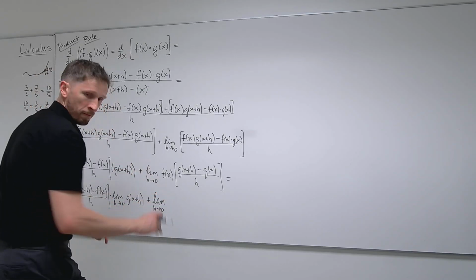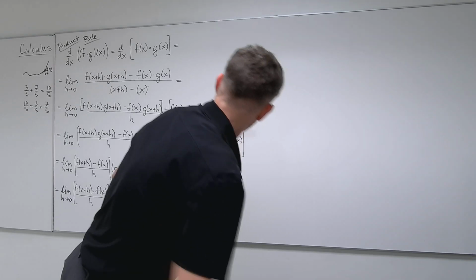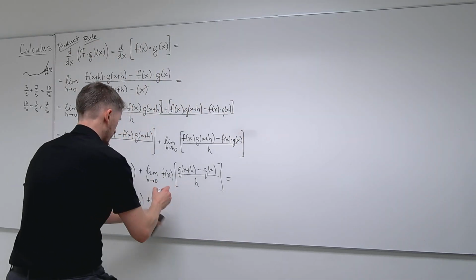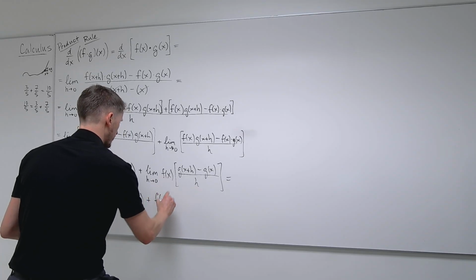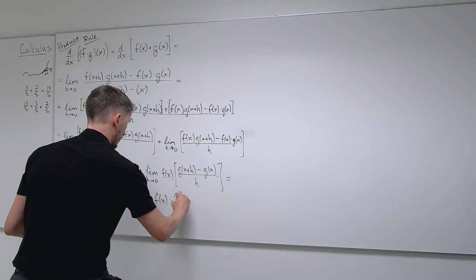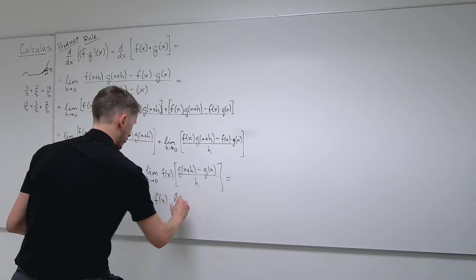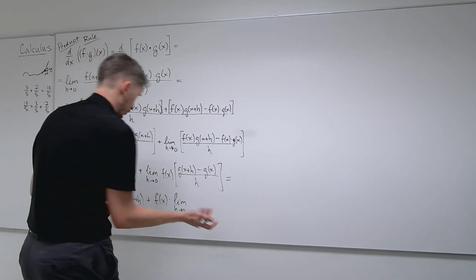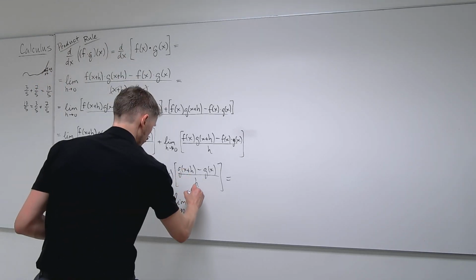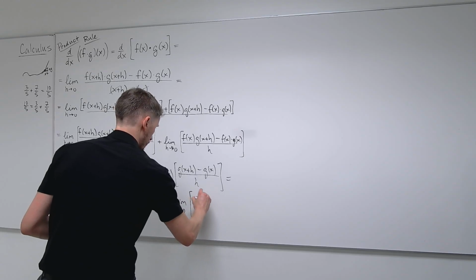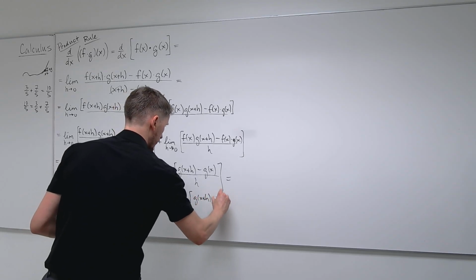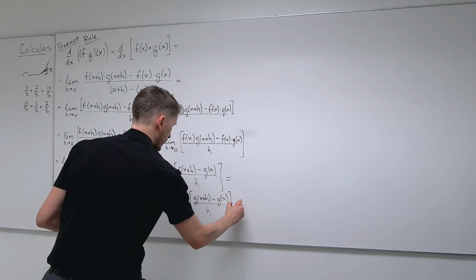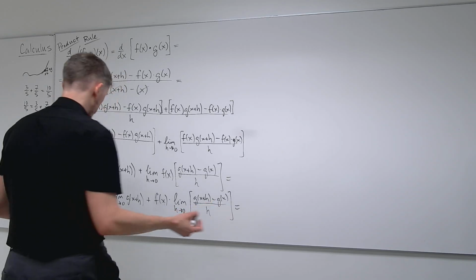Oh, by the way, I'm going to get the eraser. f of x, we can just take it out because it doesn't even depend on the h. So it's like a constant for this one, right? So f of x, and then times the limit as h goes to 0. h doesn't change the f of x. It's independent of the h, right? So times this, times g of x over h, and then so that's equal to, what is it equal to? Let's see.